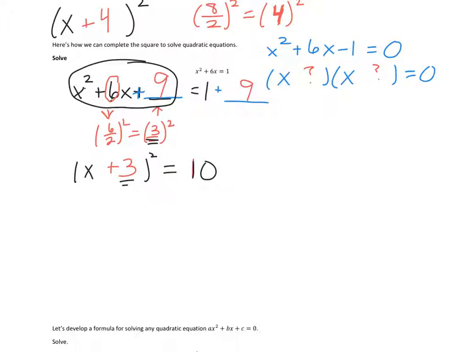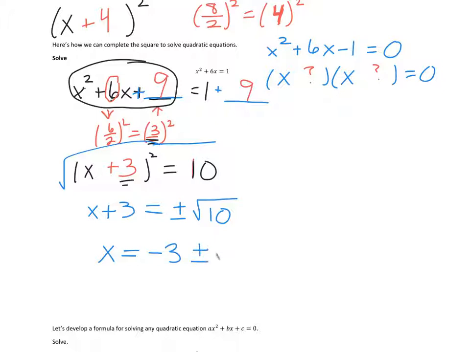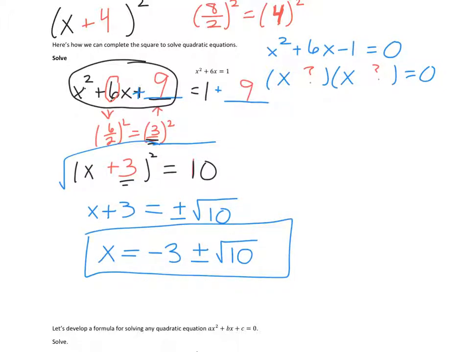Now we can use our square root property and solve this. We take the square root of both sides, and x plus 3 is equal to plus or minus the square root of 10. That's our square root property. We finish by isolating x: subtract 3 from both sides, and there's our solution, negative 3 plus or minus the square root of 10.